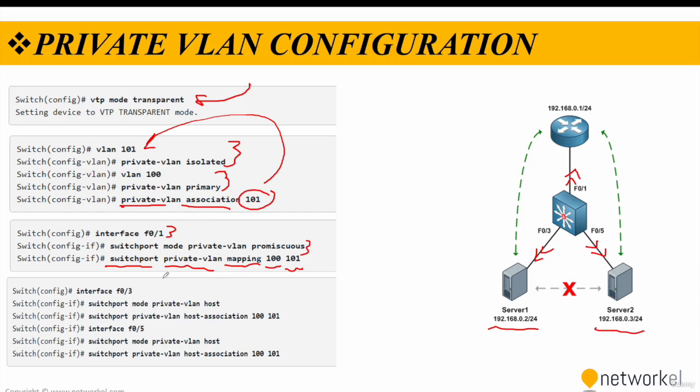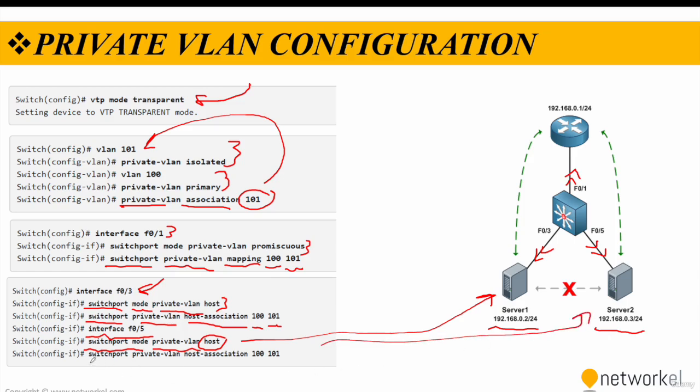And then I'm going into Fast Ethernet 03, and this time I'm typing switchport mode private-vlan with the port type host, and then I am doing the host association with 100 and 101. And lastly, I'm going into my Fast Ethernet 05, typing switchport mode private-vlan host, since there are hosts connected to it, both will be host. And then I'm typing switchport private-vlan host-association with my primary VLAN and the secondary VLAN.